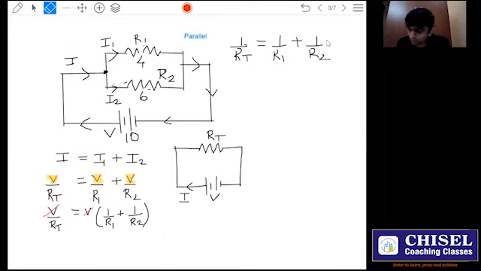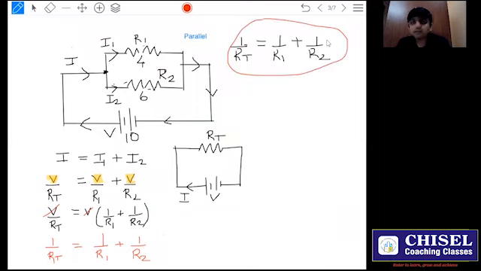Okay, so 1 upon RT is equals to 1 upon R1 plus 1 upon R2. Okay, ये देखो, ये जो मेरे को चाहिए था मेरे को मिल गया. 1 upon RT is equals to 1 upon R1 plus 1 upon R2.